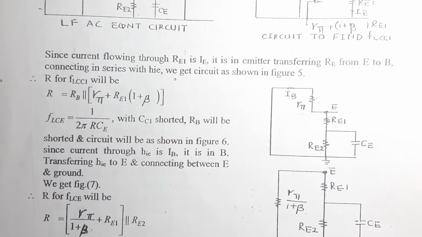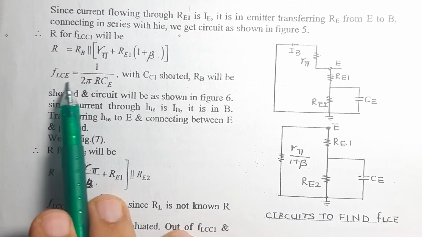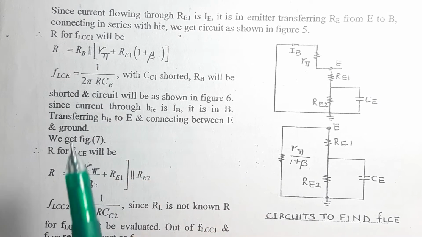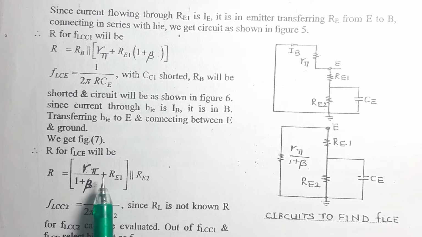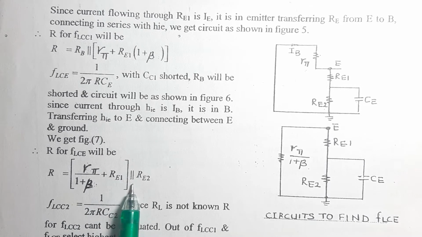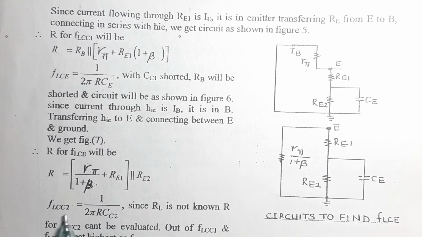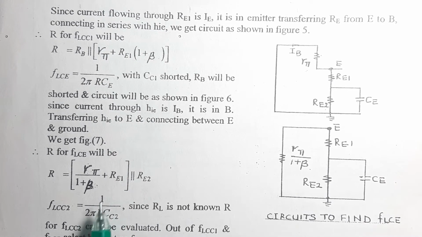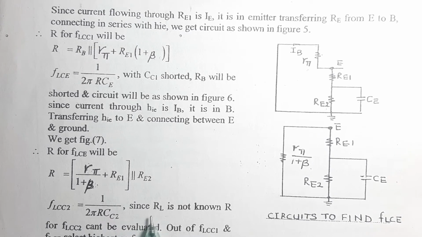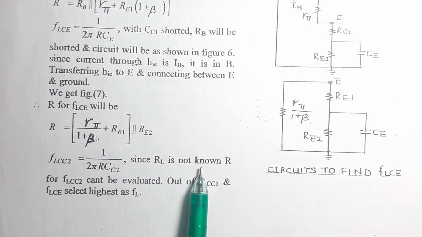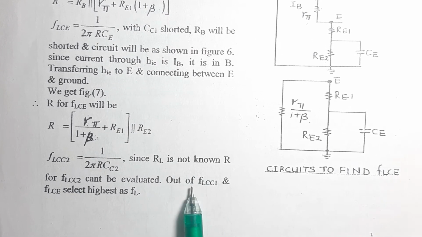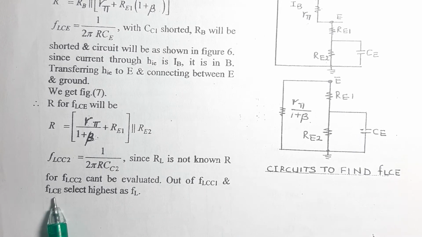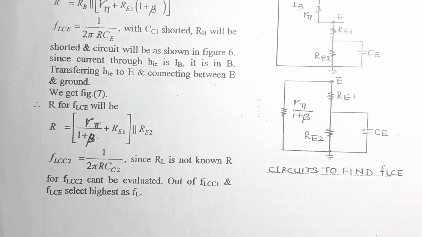So the formula of R for FLCE, that is 1 upon 2 pi RCE, will be nothing but R, which equals R pi upon 1 plus beta plus RE1, the whole in parallel with RE2. FLCC2 is simple, since it is given as 1 upon 2 pi RCC2. Since RL is not known, R for FL2 cannot be evaluated. So out of FLCC1 and FLCE, we need to select the highest as your FL over here. That is nothing but the lower cutoff frequency.